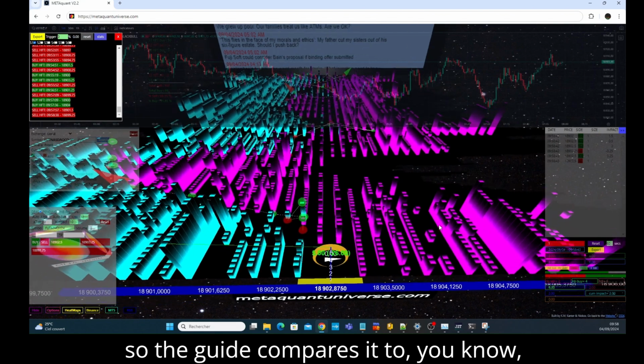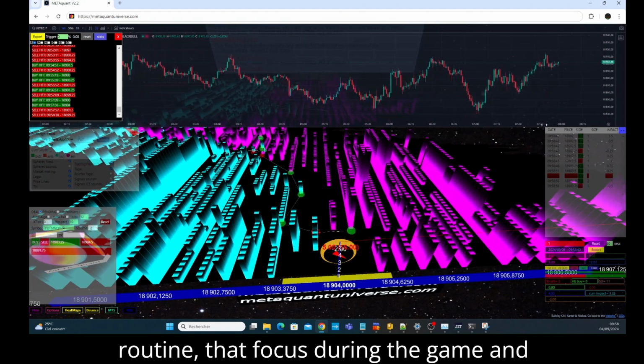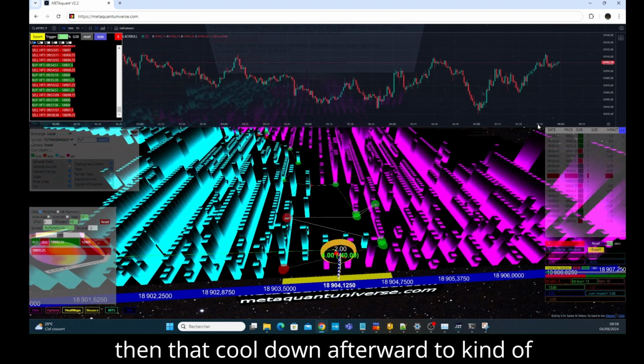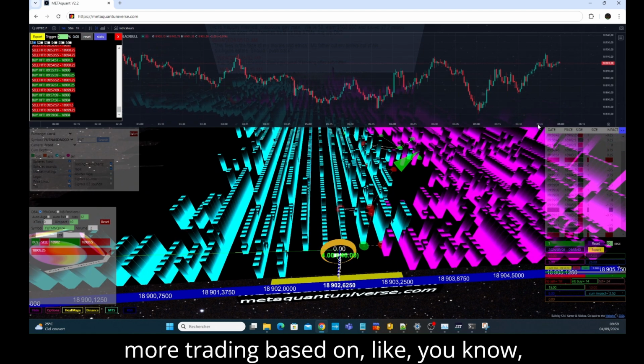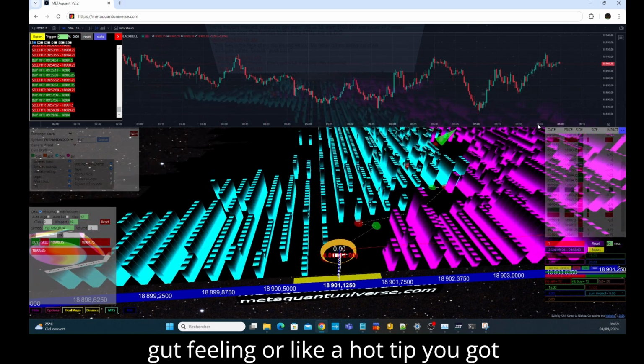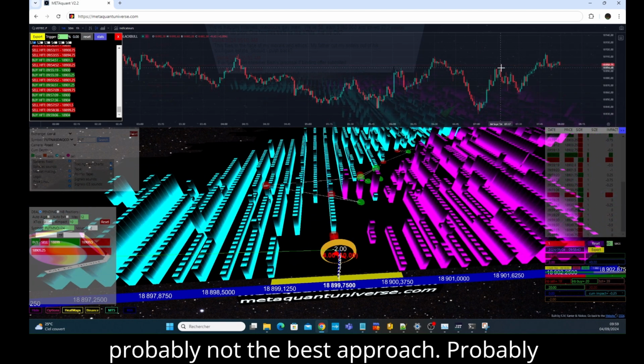And the guide compares it to being an athlete. You need your pregame routine, that focus during the game, and then that cool down afterward to come back down to earth. So no more trading based on gut feeling or a hot tip you got from your uncle at Thanksgiving? Yeah, probably not the best approach.